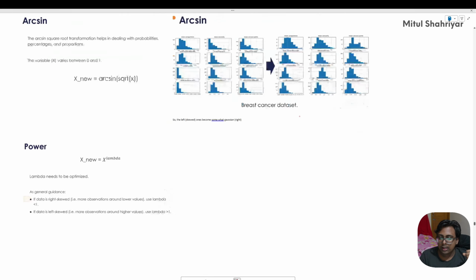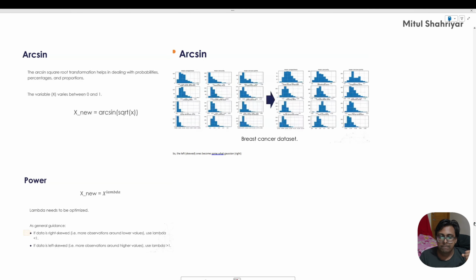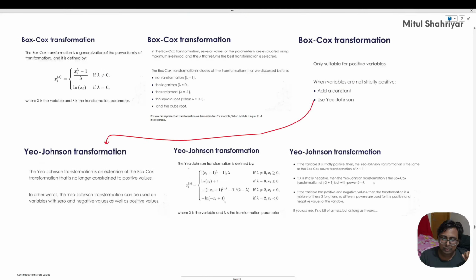Then we have arcsine. Using that, you can see the data was to the left, and now it's almost in the middle. It goes from totally left skewed to the middle, so you can use that. And again for the power one, we can do the same as well.